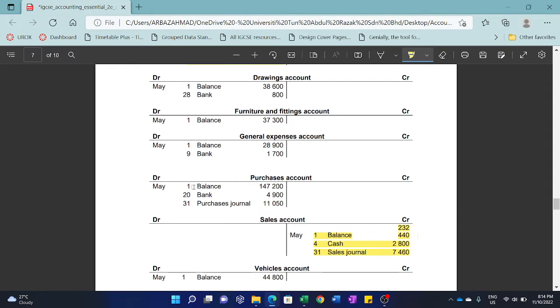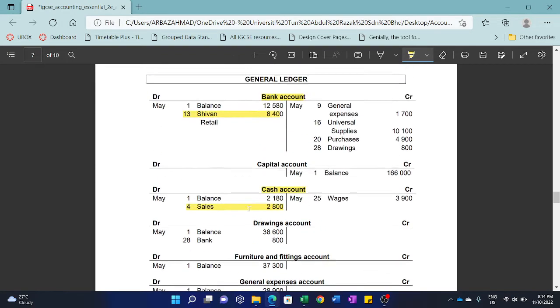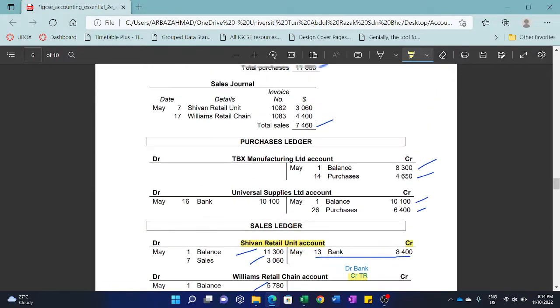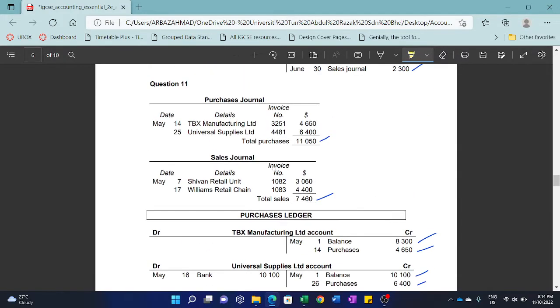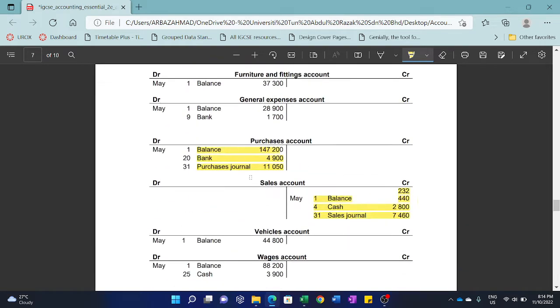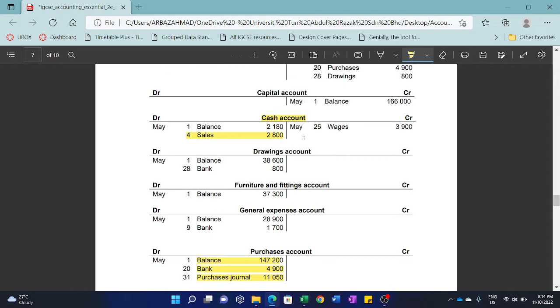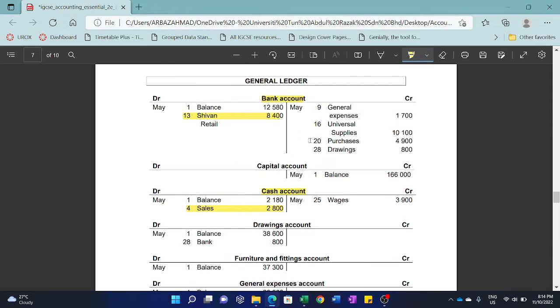And then here we have for purchase, this is bank cash purchase, which means you pay immediately, that's bank. And this amount is coming from the journal, this one. It should be this one, 11,050. So if you recheck here, 11,050. So these are the answers.